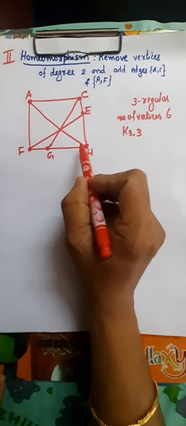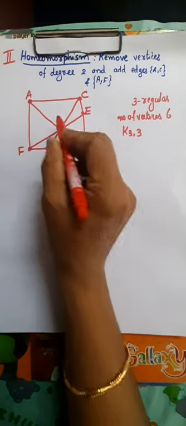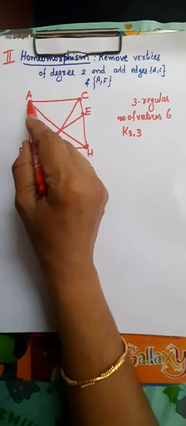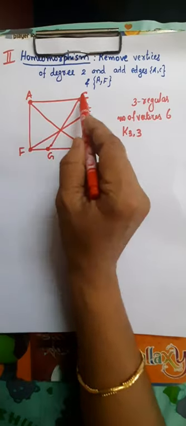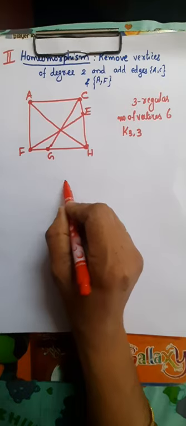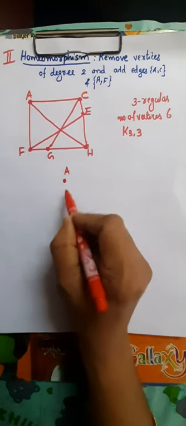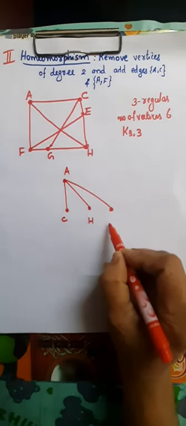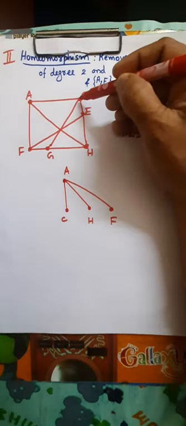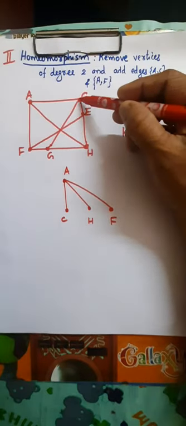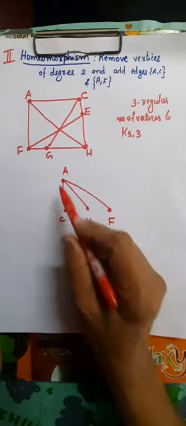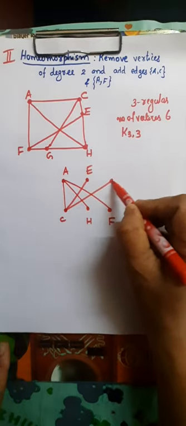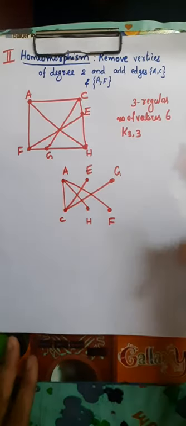Now in this graph, let us draw the bipartite graph of this graph. Let's start with the vertex A. The neighbors of A are C, H and F. Draw the bipartite graph like this. This is A. Its neighbors are C, H and F. Okay. Then consider C. C has three neighbors: CA, CE, CG. CA is here. Then CE and CG. Okay. So A and C are over.